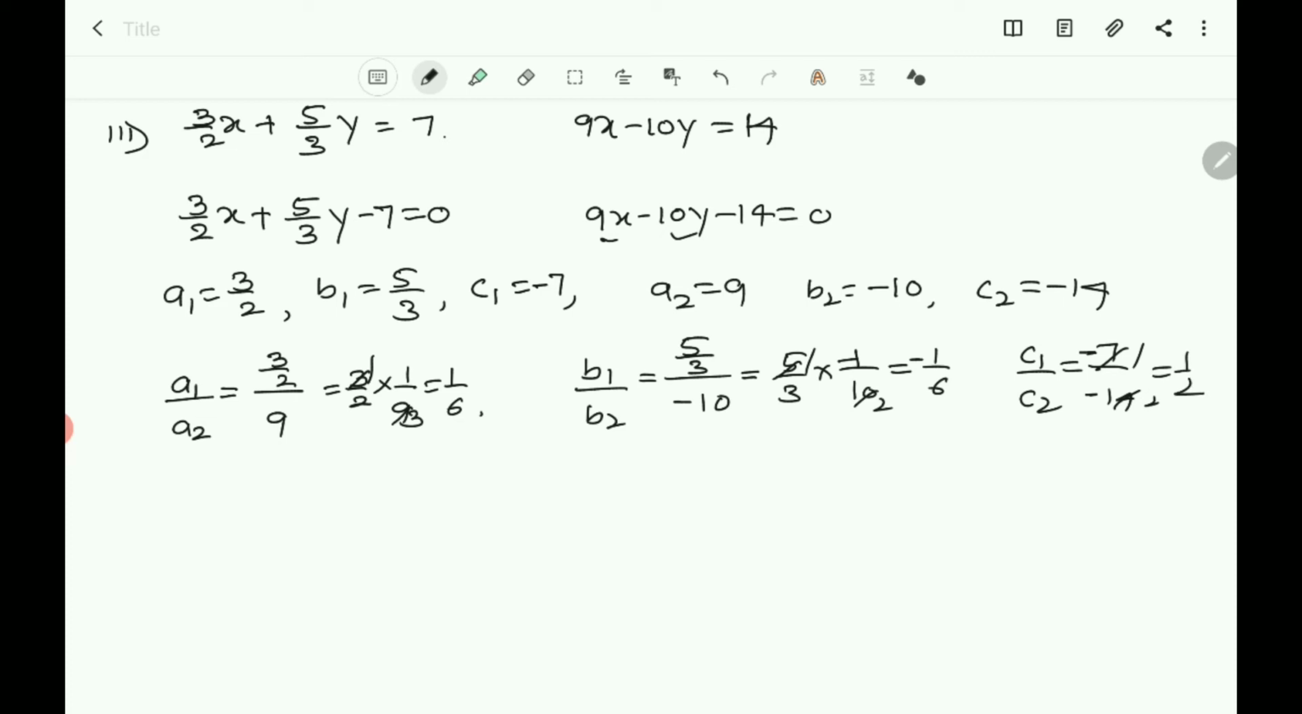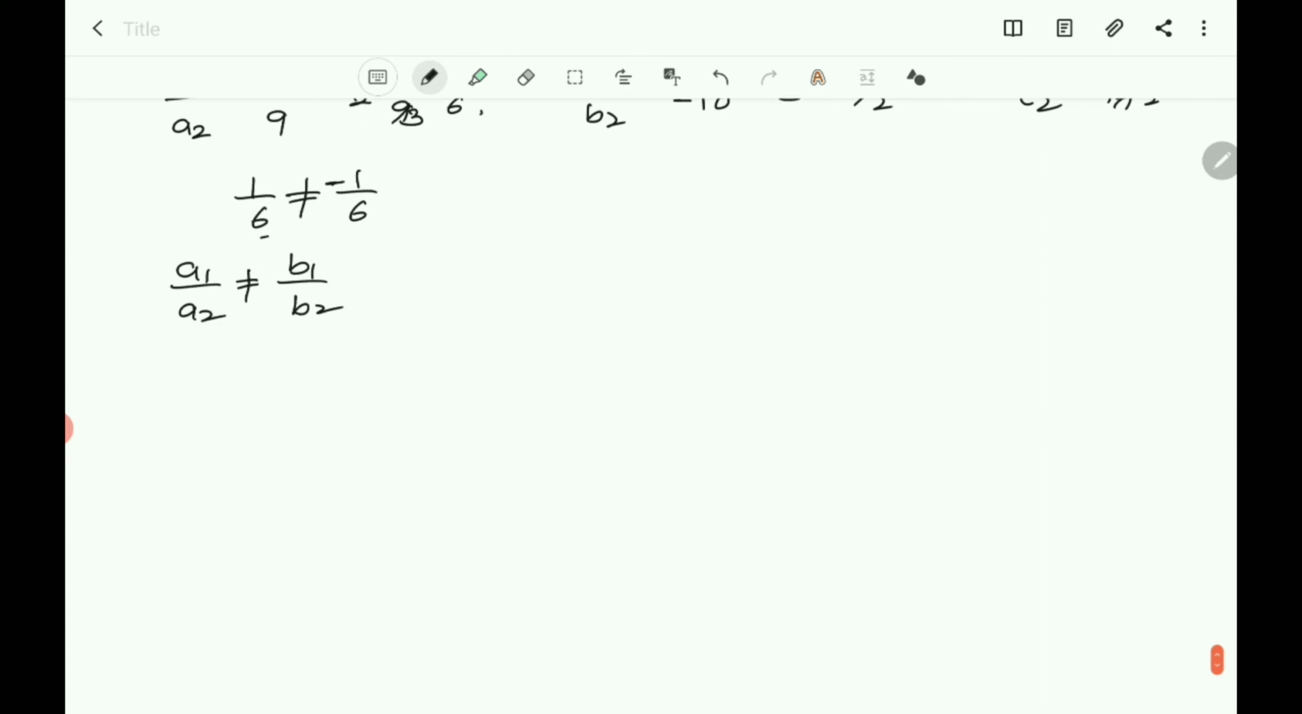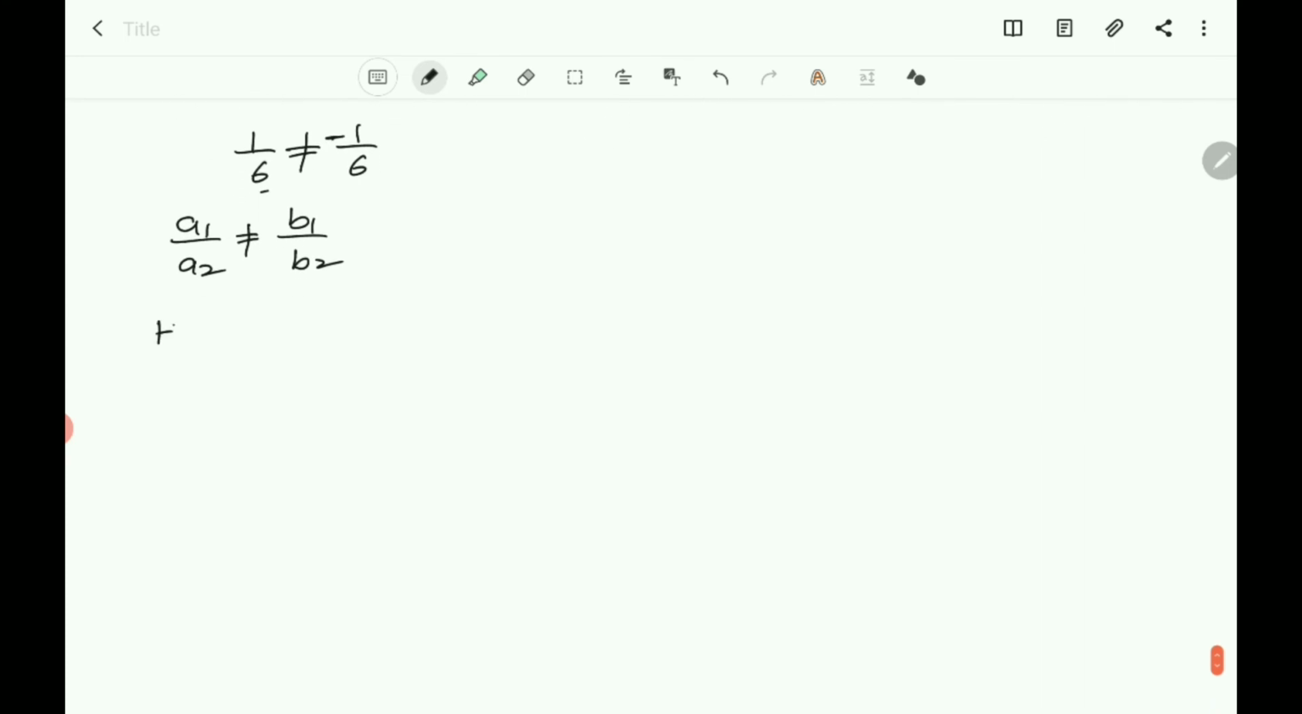So here you know that a1 by a2, 1 by 6 and minus 1 by 6 are not equal here. Right? 1 by 6 is not equal to minus 1 by 6. Therefore you can write a1 by a2 is not equal to b1 by b2. Hence the given lines are intersecting. So the given pair of linear equations has exactly one solution and therefore it is consistent.